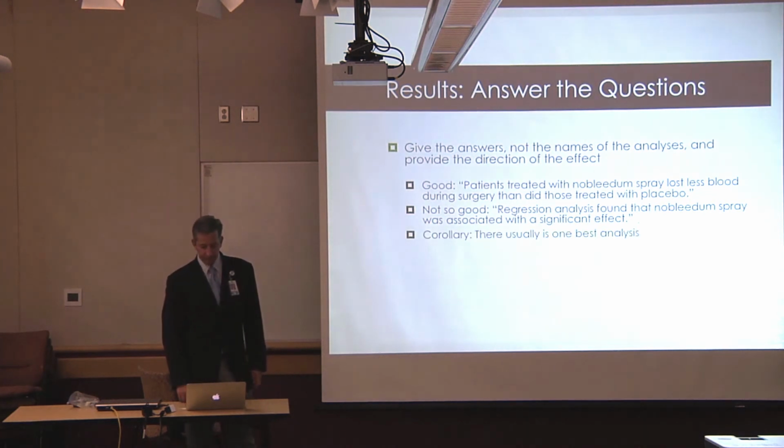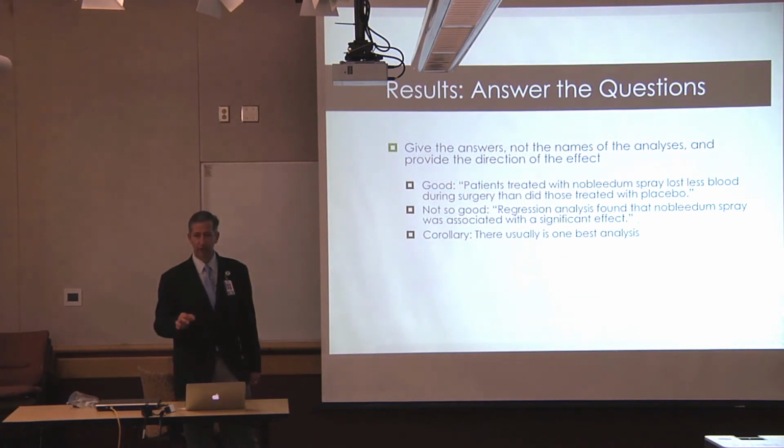The corollary to this is there's usually one best analysis. Just saw a paper that looked at a Kaplan-Meier curve, looked at a regression analysis, looked at 3 other ways, and one of them showed what they wanted. And that's the one they went with. They listed all the others. There should be one best analysis statistically to answer the question you're after. That's the one you should go with. You shouldn't keep looking for some analysis that finds the answer you want to give.